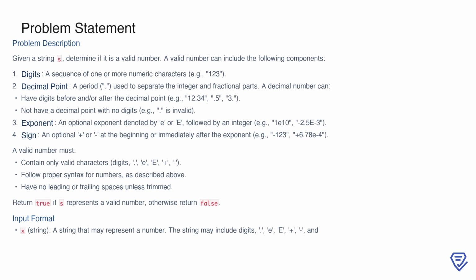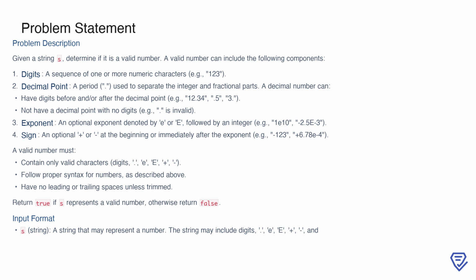represents a valid number. A valid number can include several components. First, there are digits, which are simply one or more numeric characters, such as 123. Next, there is the decimal point, represented by a period, which divides the integer and fractional parts of a number. A decimal number is valid if it has digits either before, after, or on both sides of the decimal point, for instance, 12.34, 0.5, or 3. However, a decimal point by itself with no digits, like ".", is not valid.